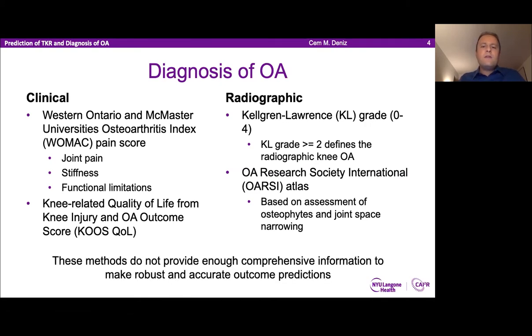So these methods, some of them are semi-quantitative, and the assessments in the clinical measurements do not provide enough comprehensive information to make robust and accurate outcome predictions.